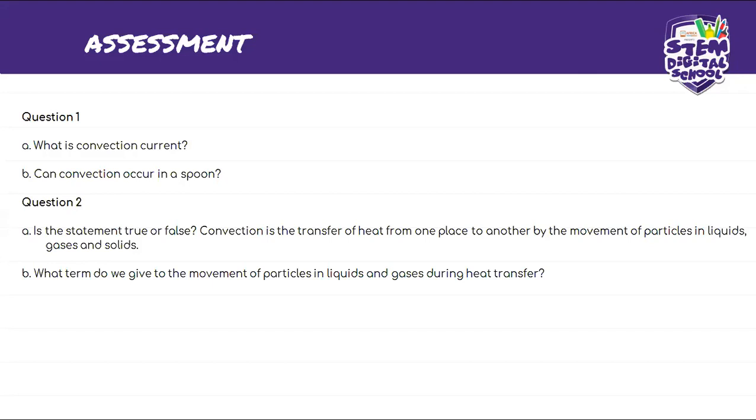Question 2.1 is saying, is the statement true? Convection is the transfer of heat from one place to another by the movement of particles in liquids, gases and solids. Are you sure? Double check your answer.